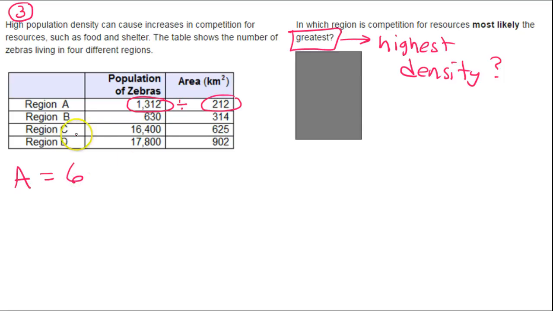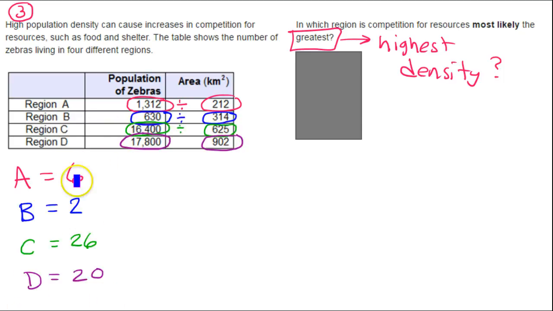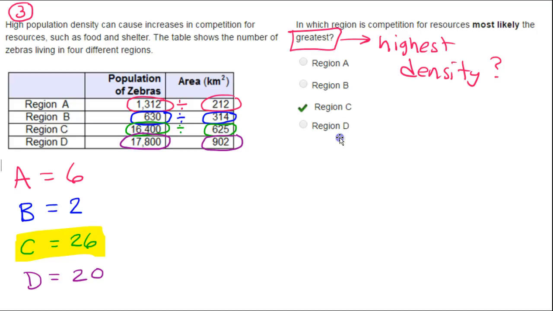Alright, then I'm going to do the same thing for the rest off camera. So these are the population densities for each region. We are looking for the highest population density for the most competition, and that is region C. Let's see how we did. Oh, yep, we're good. We're real good.